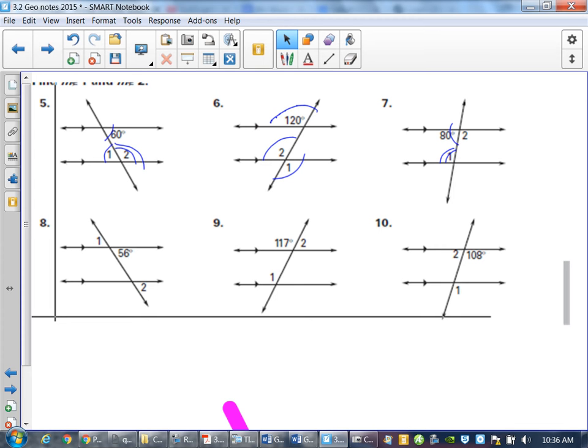Okay. What about 80 and 1 on 7 there? What are those? Those are consecutive. Very good. Consecutive interior. Same side, inside. What about 56 and 1? Those are alternate. Nope. Not exterior, not corresponding. They're vertical, guys.